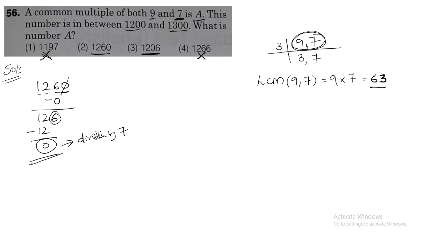So divisibility by 9 we have already checked, and divisibility by 7 is also satisfied. So then 1260 is my value, which is a multiple of both 9 and 7 and is lying between 1200 and 1300. Hence my answer is 1260.